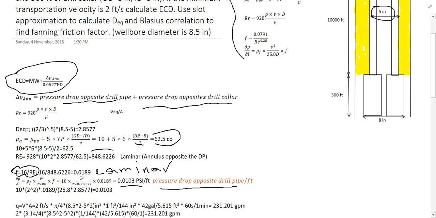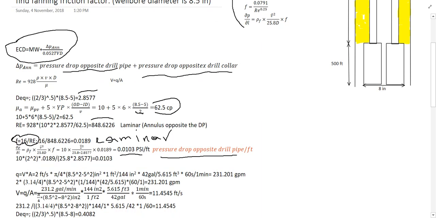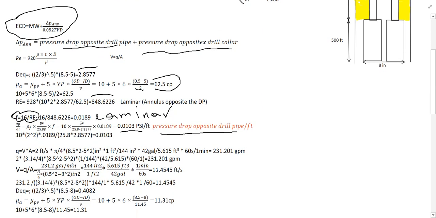Now we want to find the pressure drop opposite the drill collar. First we have to see what regime we have, is it turbulent or laminar. To do that, we need the Reynolds number. For finding the Reynolds number, we need to find the velocity opposite of the drill collar, and also we need the equivalent diameter and apparent viscosity.